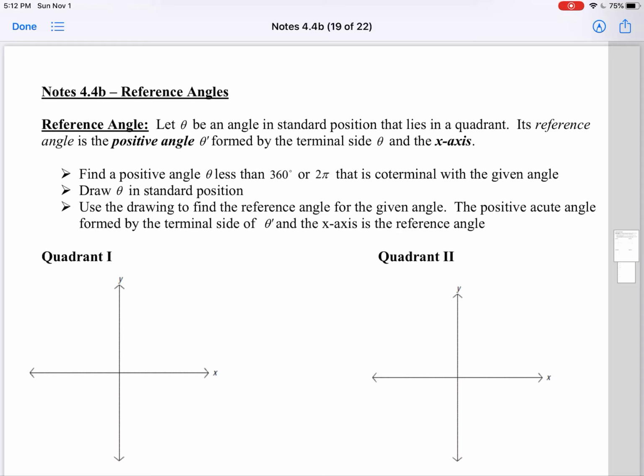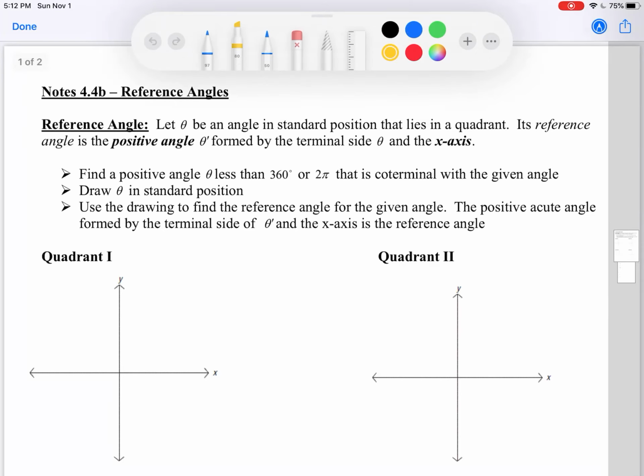All right, so in section 4.4b, we're going to talk about reference angles. And we have the definition first here. It says, let theta be an angle in standard position, meaning on the x-axis opening up, that lies in a quadrant. It can be in any quadrant. Its reference angle, though, is going to be the positive angle. That right there is going to be the most important. Reference angles always have to be the positive angles.